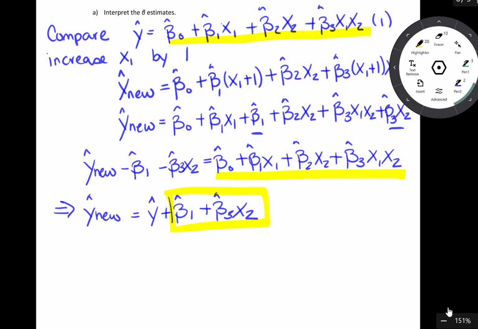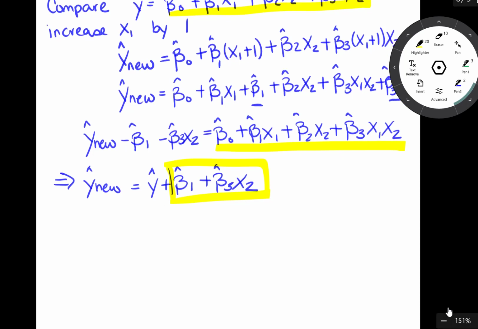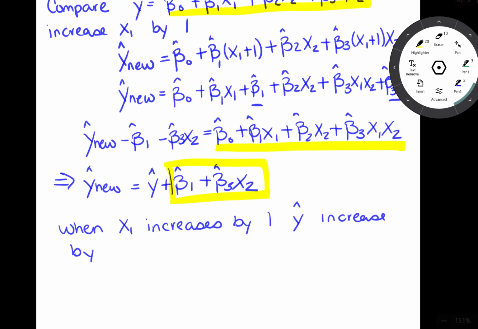Okay. So what this tells us is the following. When X1 increases by 1, y hat increases by beta hat 1 plus beta hat 3 X2. And notice that the first order interpretation does not have this.